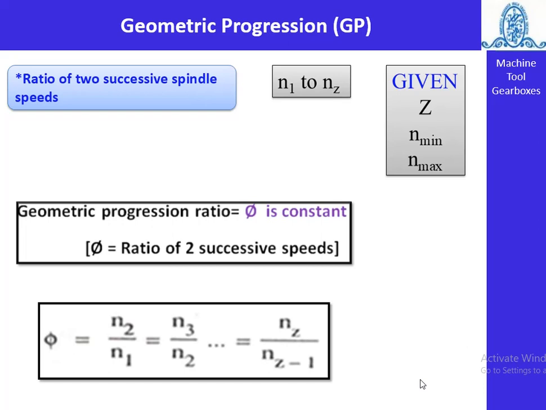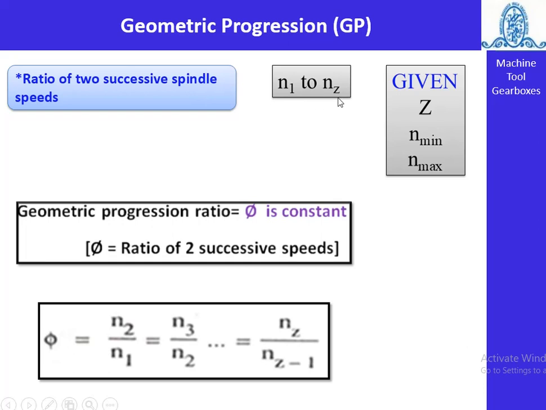The ratio of two successive spindle speed steps is constant. Now, in the previous case, what happened? It was the difference between two successive spindle speeds. Now the ratio of two successive spindle speeds is constant. Means what? We take the ratio of successive spindle speeds. So in geometric progression, the ratio, that is phi, is constant. So phi is the ratio of two successive spindle speeds.